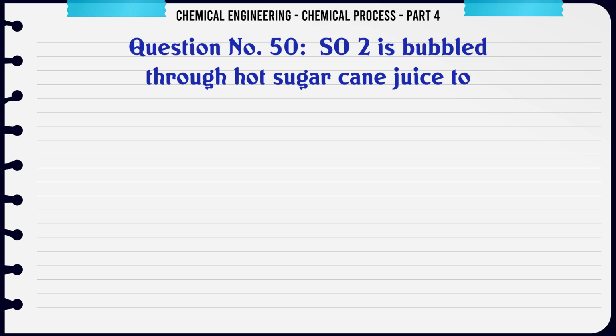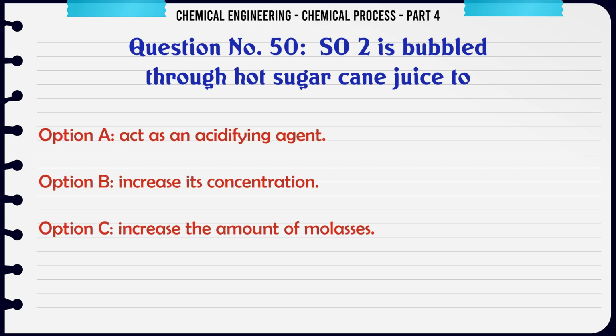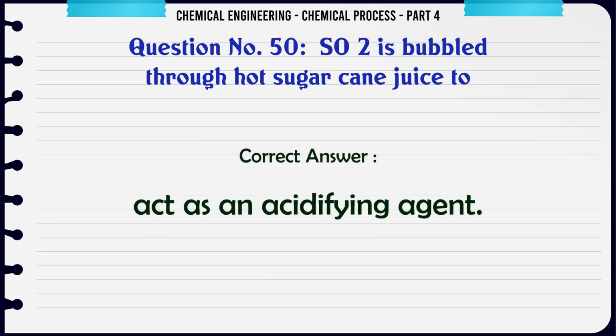SO2 is bubbled through hot sugar cane juice to A. Act as an acidifying agent. B. Increase its concentration. C. Increase the amount of molasses. D. Increase the crystal size. The correct answer is act as an acidifying agent.